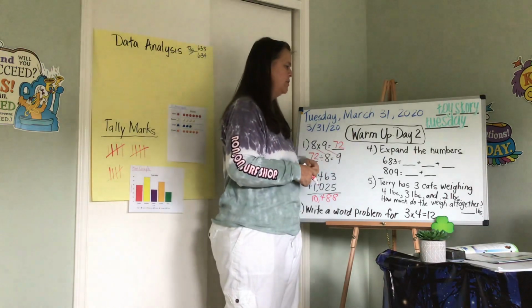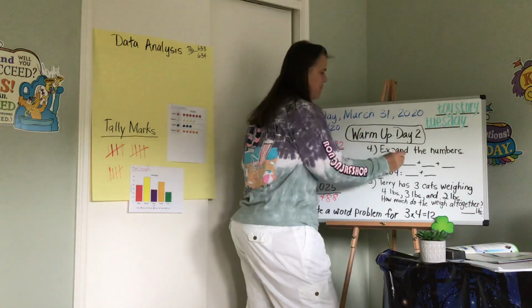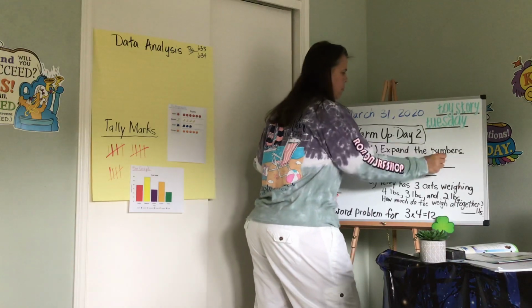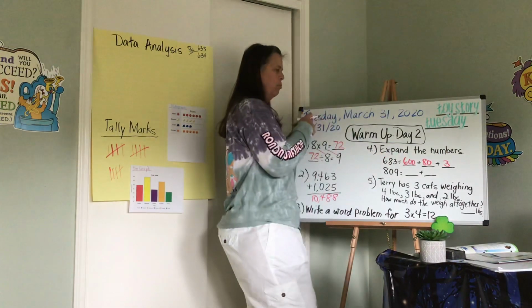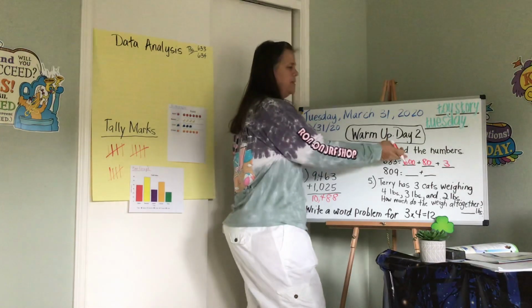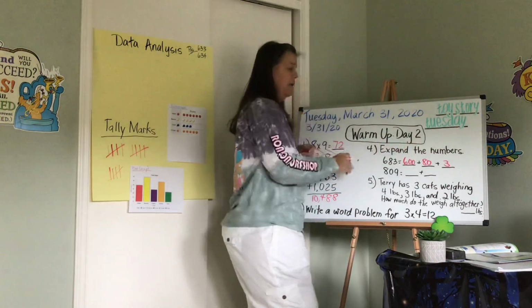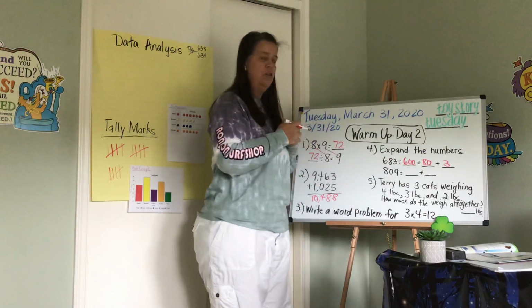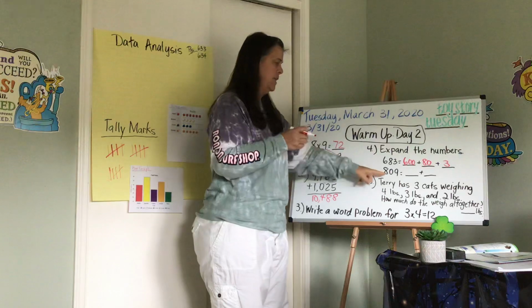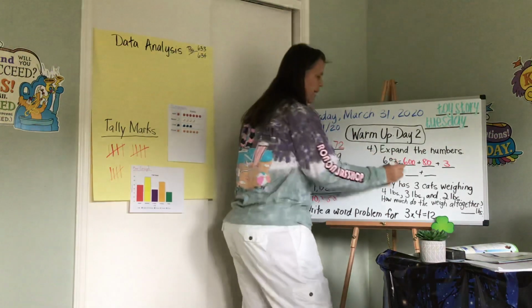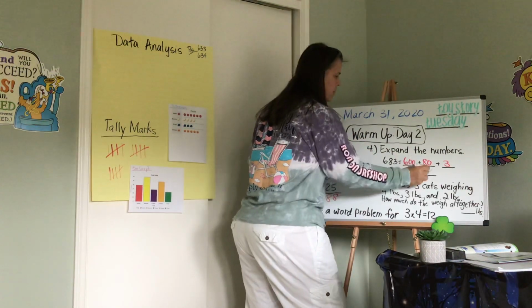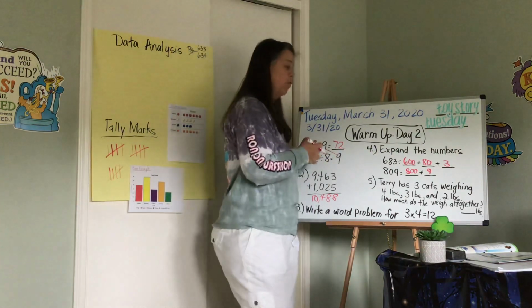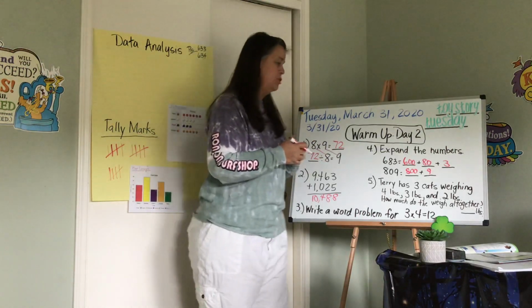Expand the numbers. 683 is the same as 683. Okay, it just meant to break it apart in place value. 600 plus 80 plus 3. 809, notice it only has 2 blanks. Did you know why? That's right, the 0 in the middle has no value. 800 plus 9, 809.